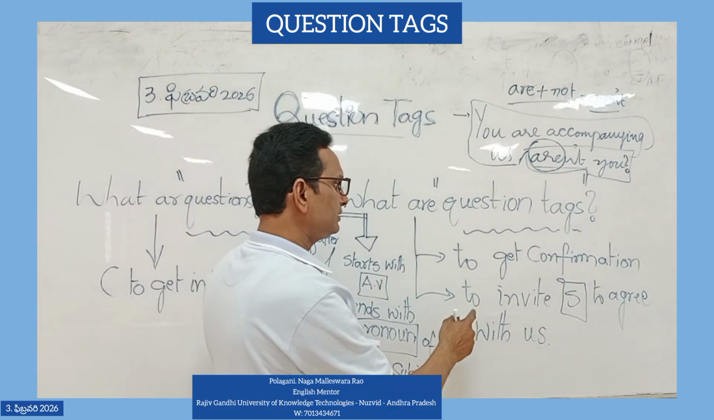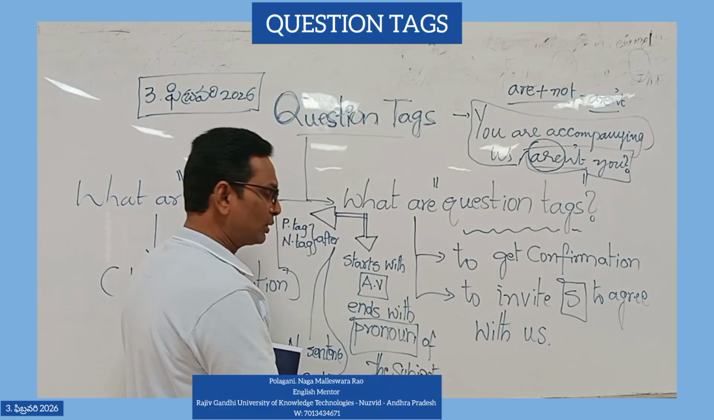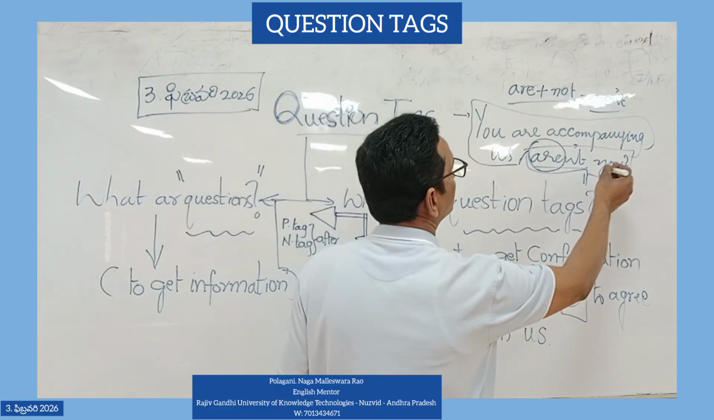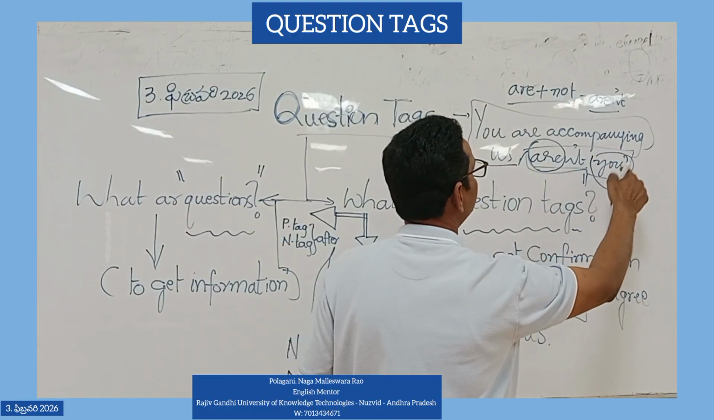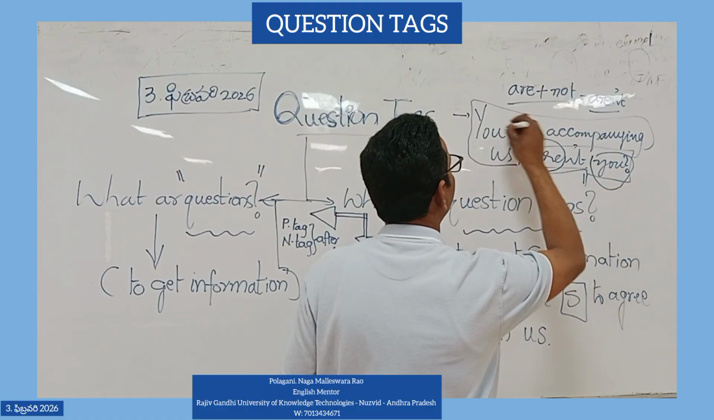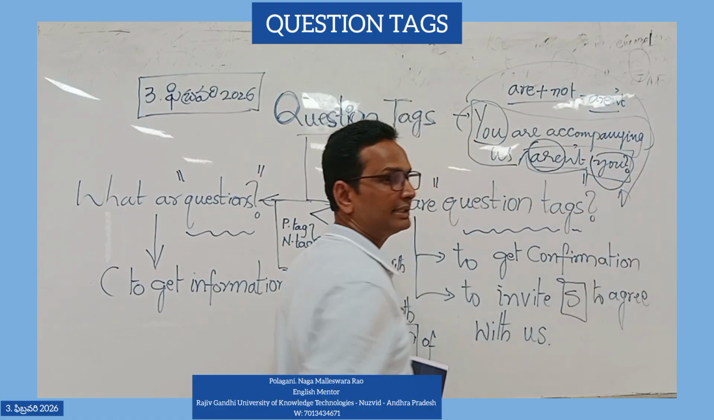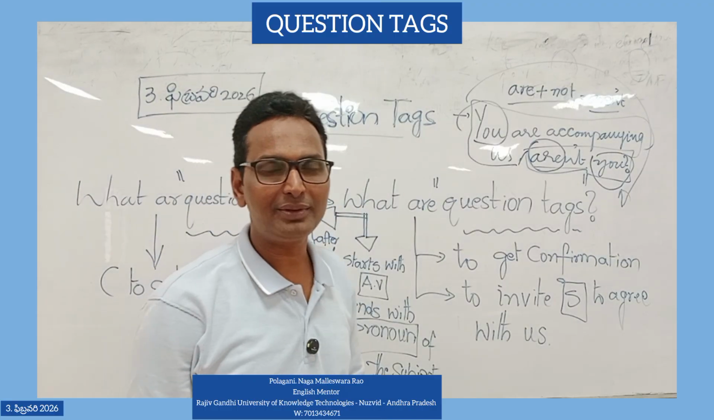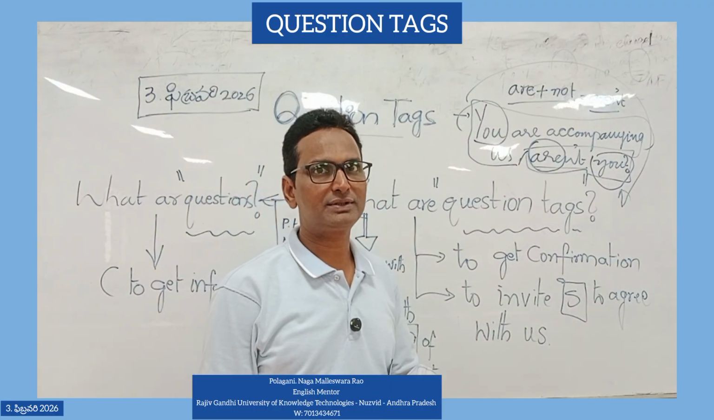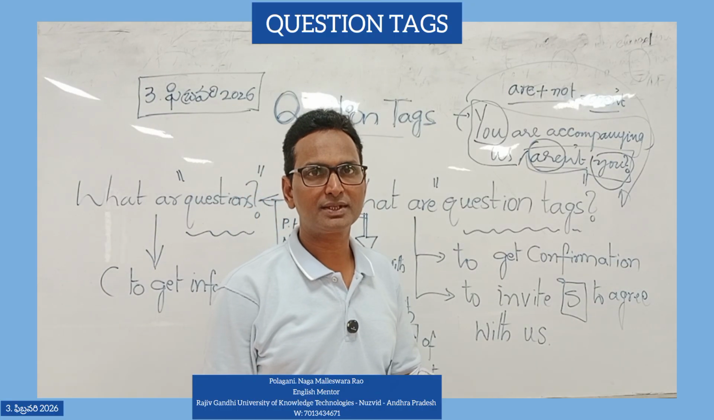Okay, and they end with the pronoun of the subject. What is the pronoun? This is the pronoun. What does this you reply? The subject you is here indicated. So beginning with the auxiliary verb, ending with the subject of the statement or the sentence.